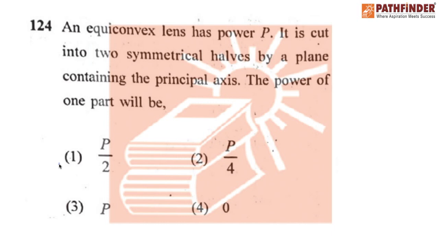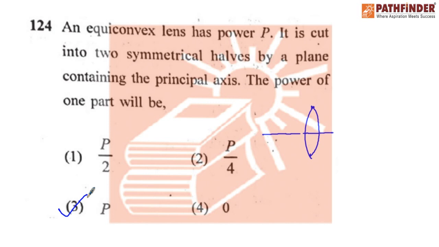An equiconvex lens has power P. It is cut into two symmetrical halves by a plane containing the principal axis. The power of one part will be, okay, as it is cut by a plane containing the principal axis, that means the cut is like this. This kind of cut does not change the focal length because the power remains same. Okay, so correct option is option number 3.